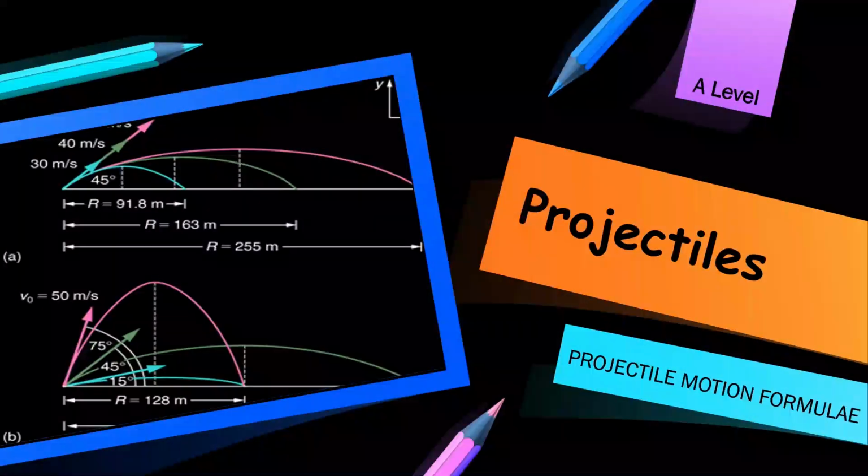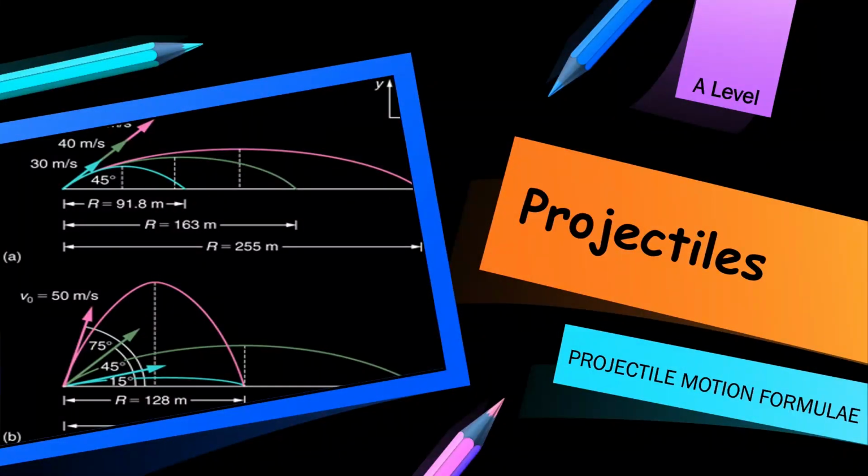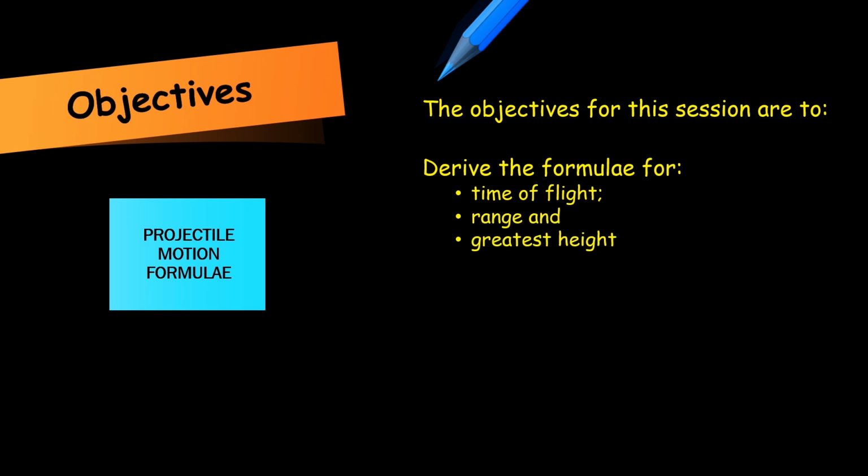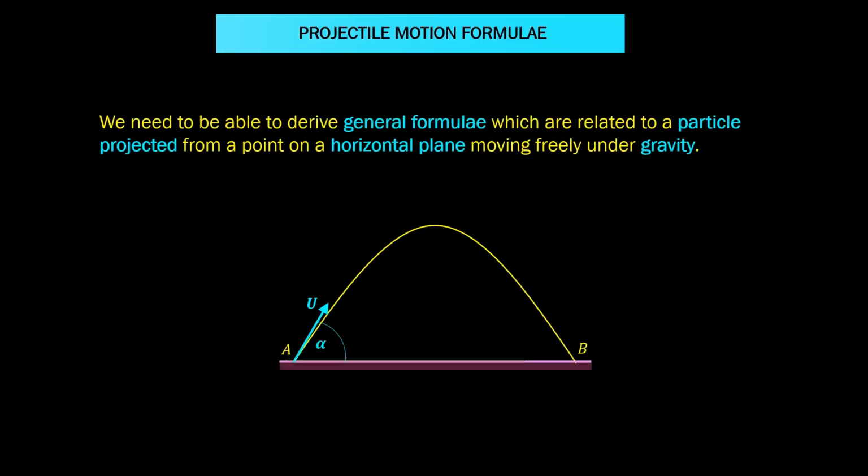Welcome to the session on projectiles, projectile motion formulae. The objectives for this session are to derive formulae for time of flight, range, and greatest height for the equation of the path of a projectile. We need to be able to derive general formulae which are related to a particle projected from a point on a horizontal plane moving freely under gravity.